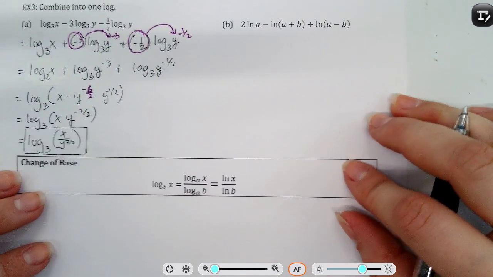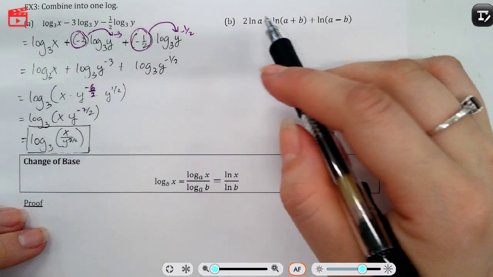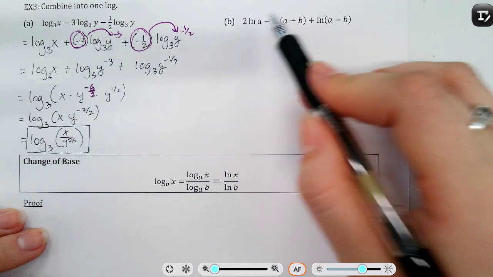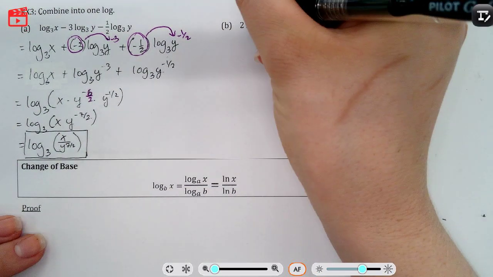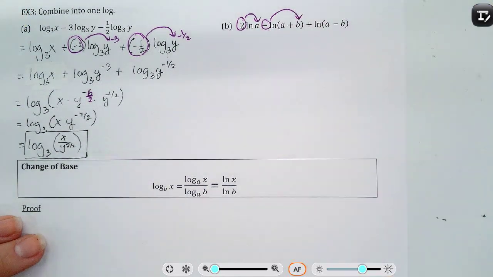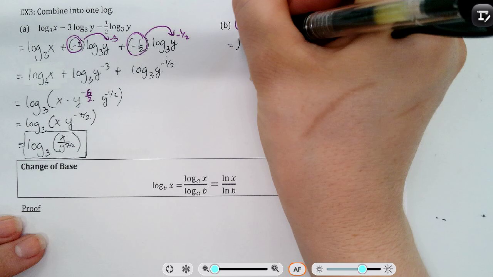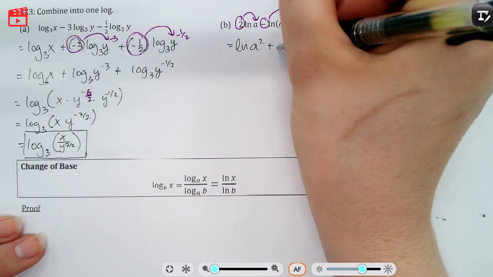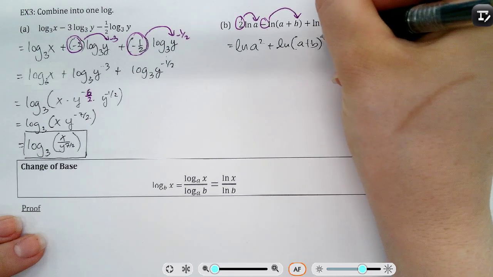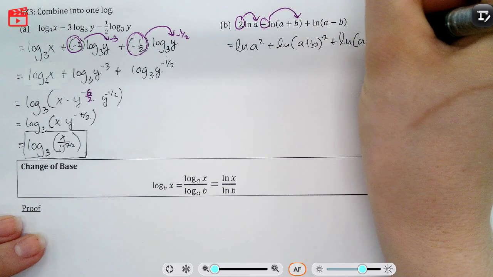Alrighty, here we go. Okay, we've got a 2 coefficient, a negative coefficient, and we've got addition and subtraction. So I'm going to go ahead and change those, bringing those all up into the exponent, excuse me. So that'll be the natural log of a squared plus the natural log of a plus b squared plus natural log of a minus b.